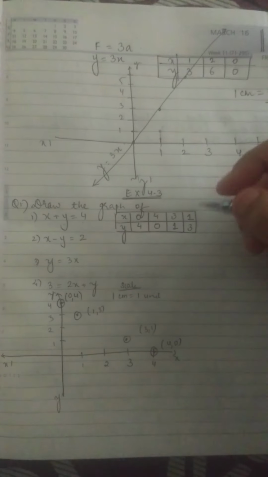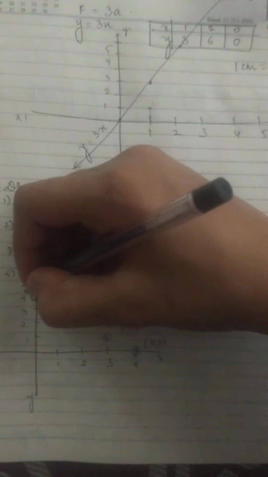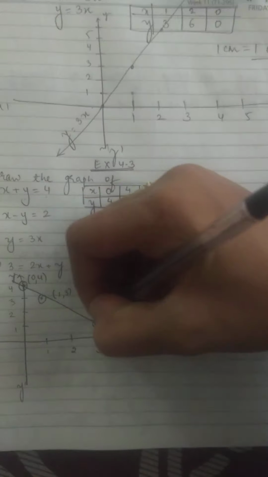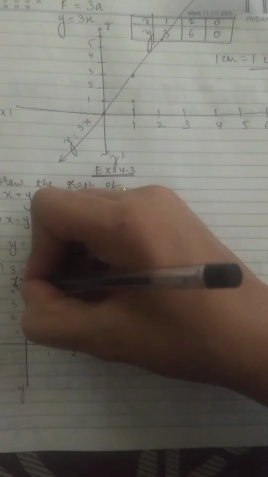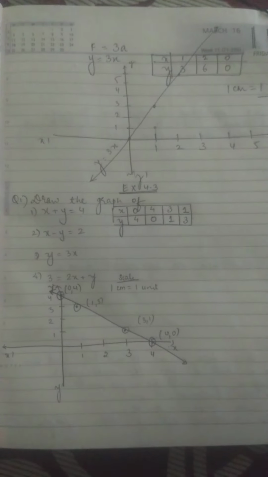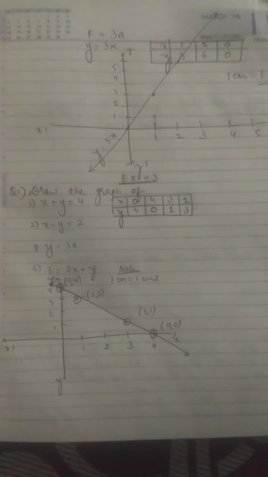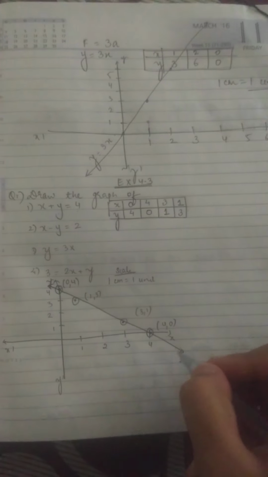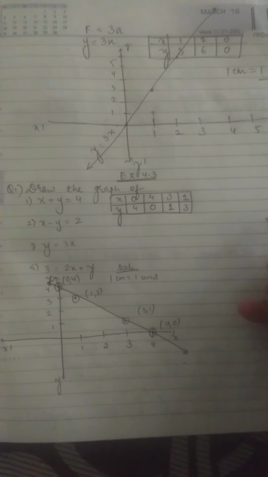I am adjusting the graph, but you will draw appropriately on a graph paper, so it will come out to be correct. A straight line will be there for a linear equation of degree 1. So it is the graph of x plus y equal to 4.